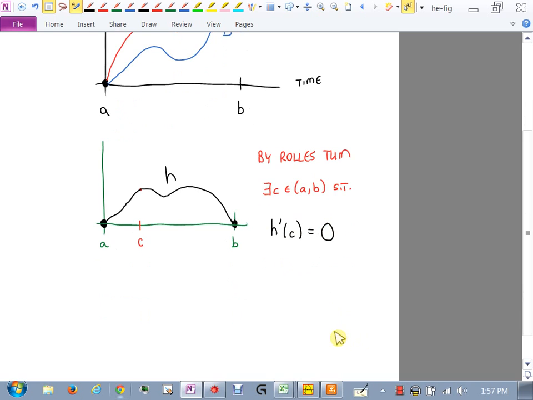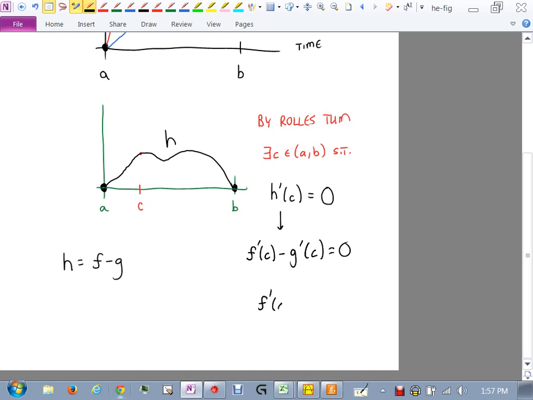But what is the derivative of H? Remember, H was F minus G. So if I say what's the derivative of H, I'm really saying what's the derivative of F minus the derivative of G. What's the derivative of F minus G? You do them separately, right? This side of the equation is really F prime C minus G prime C equals 0, isn't it? Move the G prime to the other side, and what do you have? F prime of C equals G prime of C.